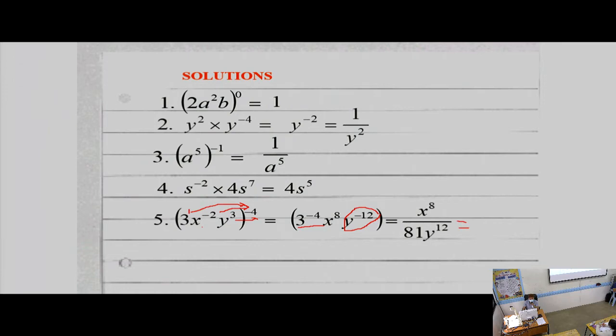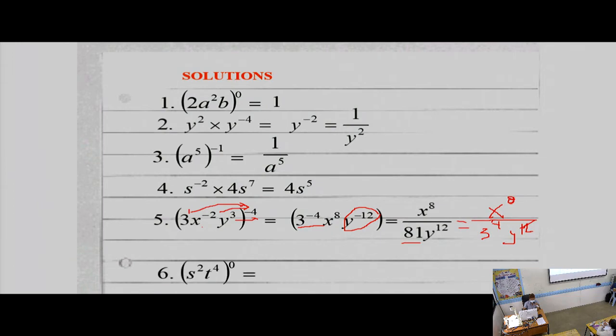Now, if you answer x to the power of 8 over 3 to the power of 4, y to the power of 12, I will accept this one, okay? Since 3 to the power of 4 is also 81. So this answer is acceptable. Do you understand? Okay, next.